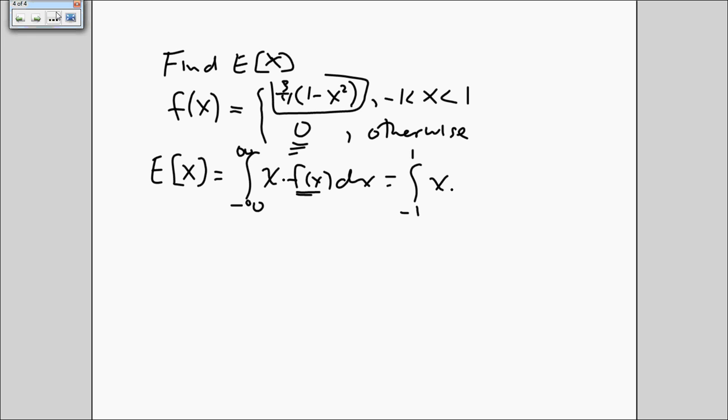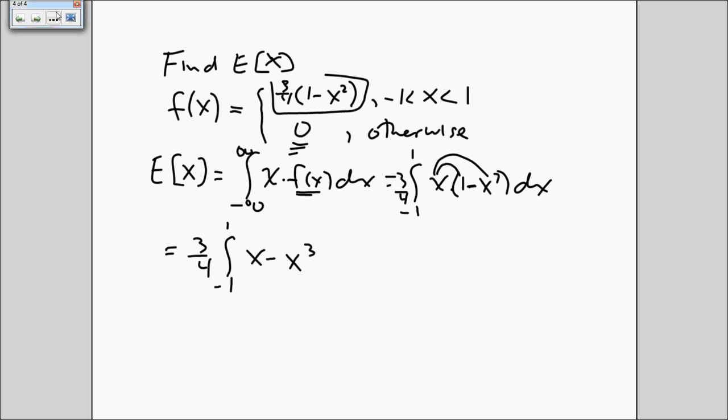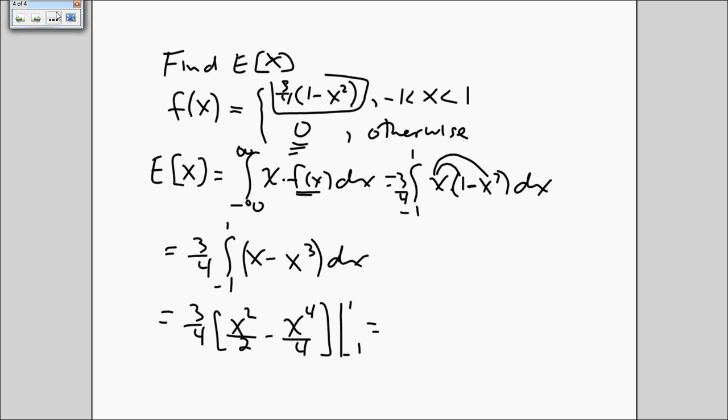Alright, so in any case, we're integrating from negative 1 to 1, x times f of x, and in our case, that's x times f of x. I'll bring the factor 3/4 in front of the integral sign. So I have 3/4 times the integral from negative 1 to 1 of (x minus x cubed) dx. Not just x cubed dx. The whole thing is times dx. And we get 3/4 times: the integral of x is x squared over 2, minus the integral of x cubed, which is x to the 4 over 4, from negative 1 to 1.